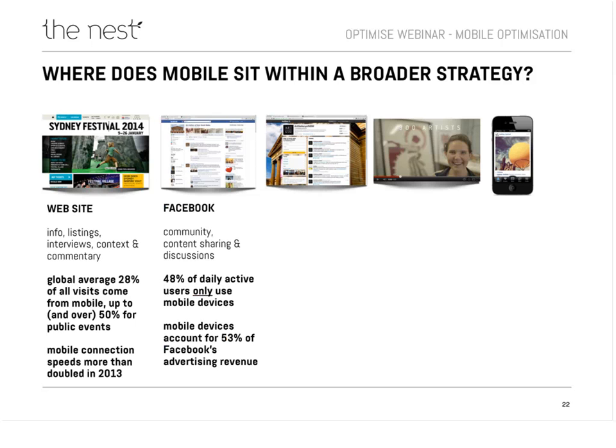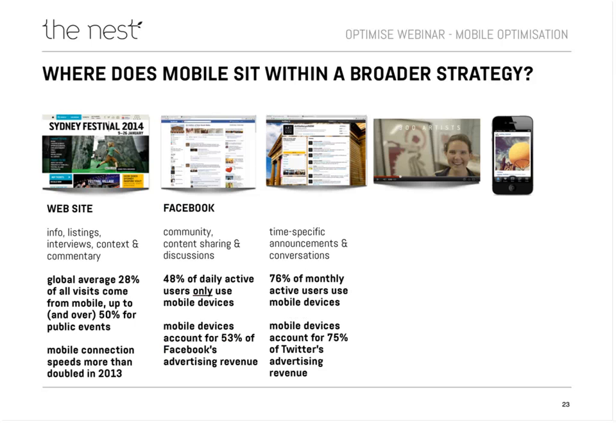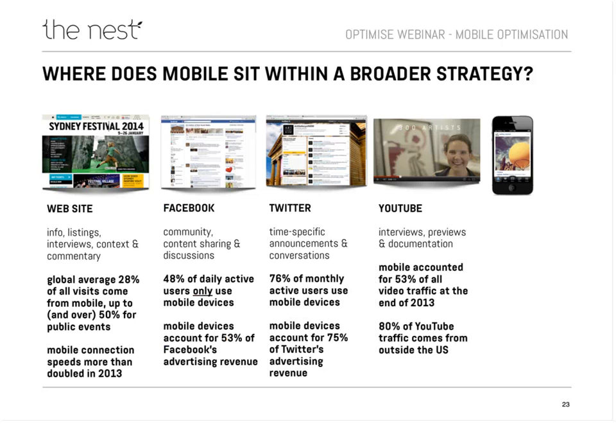Facebook, around 50% of their active users only use mobile. And that's a pretty significant statistic. And their advertising revenue is now over 50% coming from mobile. Twitter, around 3/4 of monthly users use a mobile device. And the same figure again in terms of their advertising revenue, 75%. So Twitter, obviously, is very much about what's happening now, so you can understand why there's a good mobile use case there.